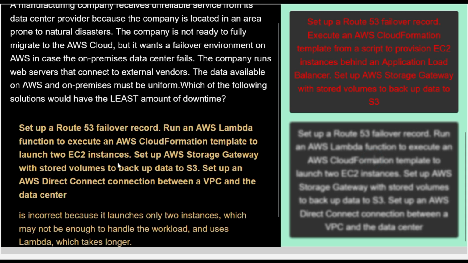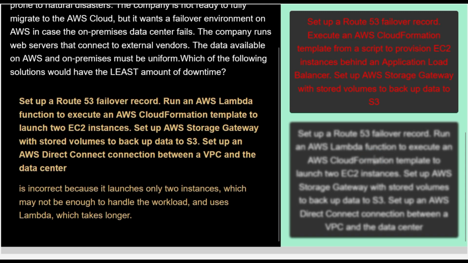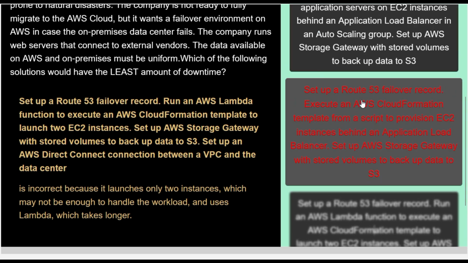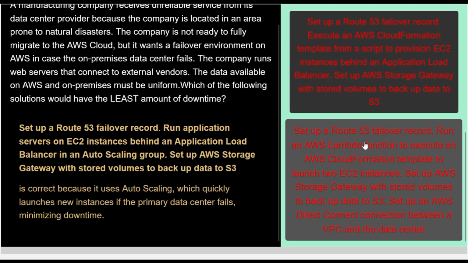Let us go to option number 4. Set up a Route 53 failover record. Run an AWS Lambda function to execute an AWS CloudFormation template to launch 2 EC2 instances. Set up AWS Storage Gateway with stored volumes to back up data to S3. Set up an AWS Direct Connect connection between a VPC and the data center. Okay, big option. So this option is incorrect because it launches 2 instances, which may not be enough to handle the workload, and uses Lambda, which takes longer. Okay, got it? This is why option number 4 is the wrong answer.